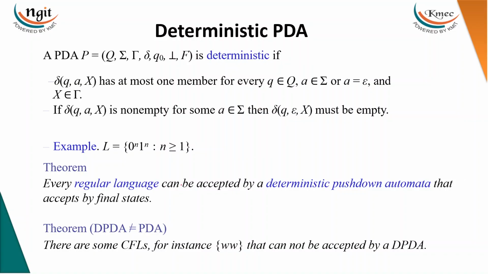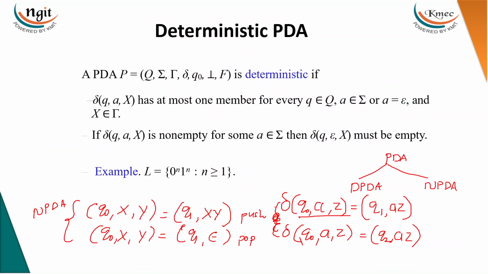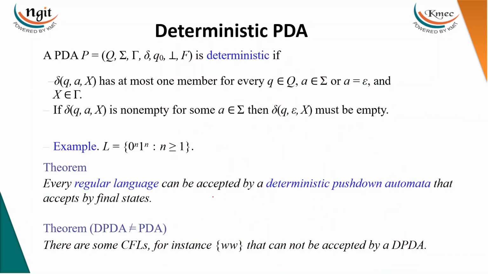So every regular language can be accepted by the DPDA with final states, but the deterministic PDA and the PDA don't have the same power, because, okay, I'll tell you that. Don't worry, don't get confused with this. So one is DPDA, right? Every regular language can be accepted by the DPDA. If it is regular, that can be accepted. So we can say that regular languages are a subset of DPDA.